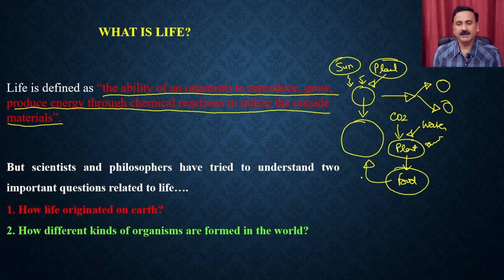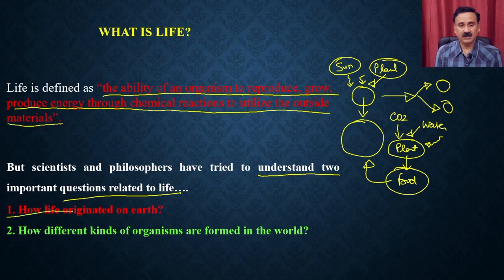And that's how the plants generate the food, which is consumed by the other organisms. Before we get into the details of how life originated on the earth, the scientists as well as the philosophers have tried to understand two important questions related to life.